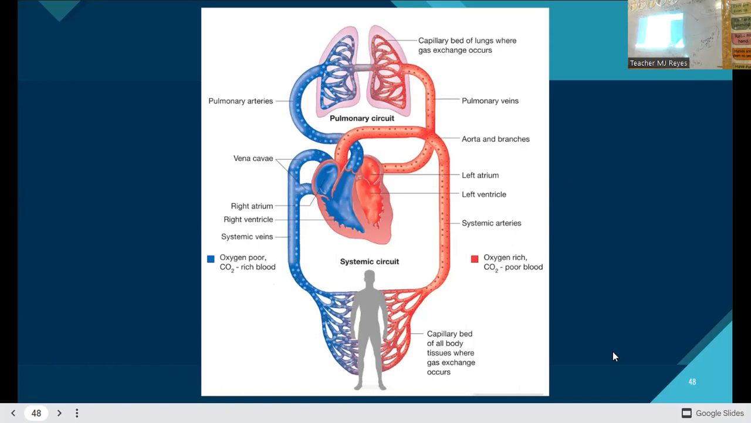Do not be confused. Again, we're going to look at the pattern. If it is pulmonary circulation, it should carry carbaminohemoglobin. But if it is systemic circulation, it should carry oxygenated blood or oxyhemoglobin.